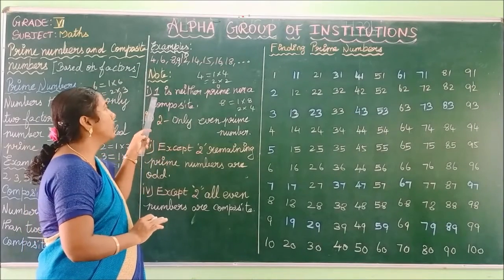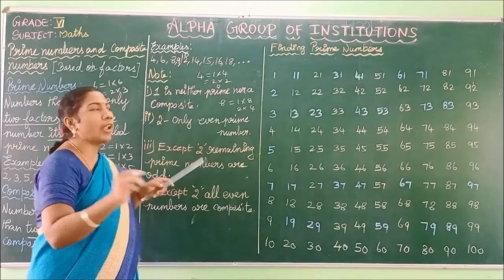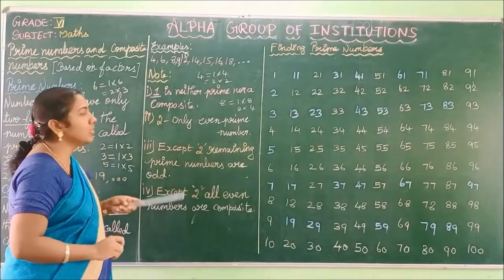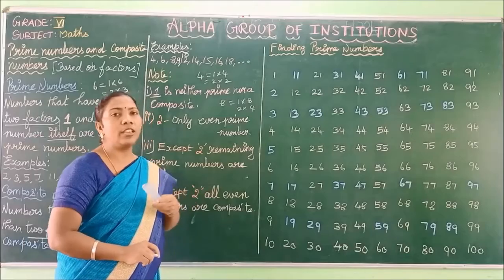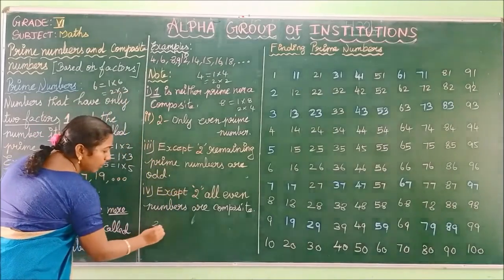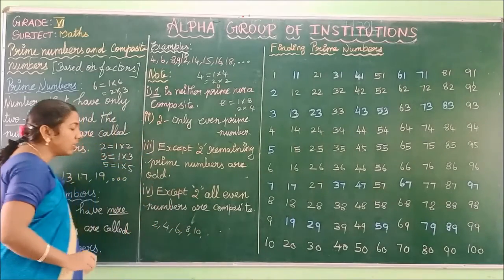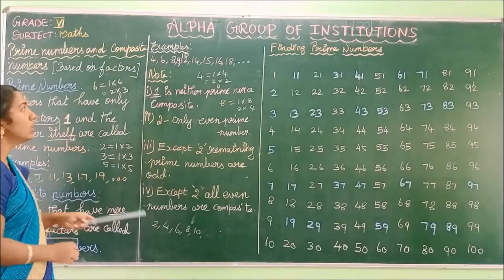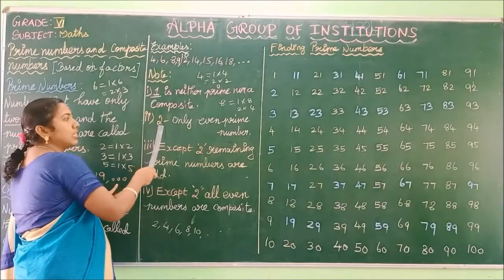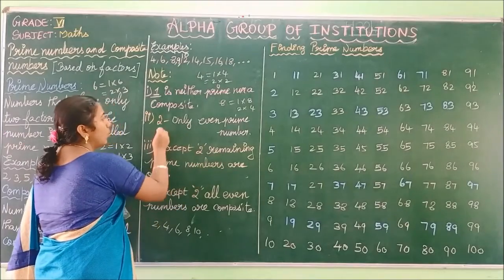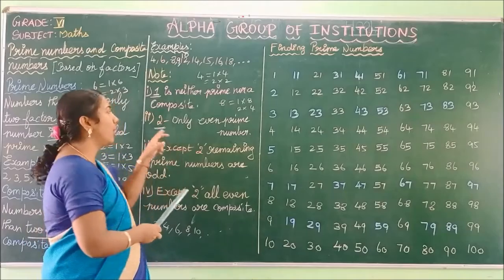One more question may come like this: dash is neither prime nor composite. You have to write 1. Do you understand, children? See the next one. 2 is the only even prime number. Do you know the even numbers? What are the even numbers? 2, 4, 6, 8, 10, going on like that. The first even number is 2. What is the first prime number? 2. Thus we can say 2 is the only even prime number. Suppose the question is like this: dash is called the even prime number. You have to write 2.